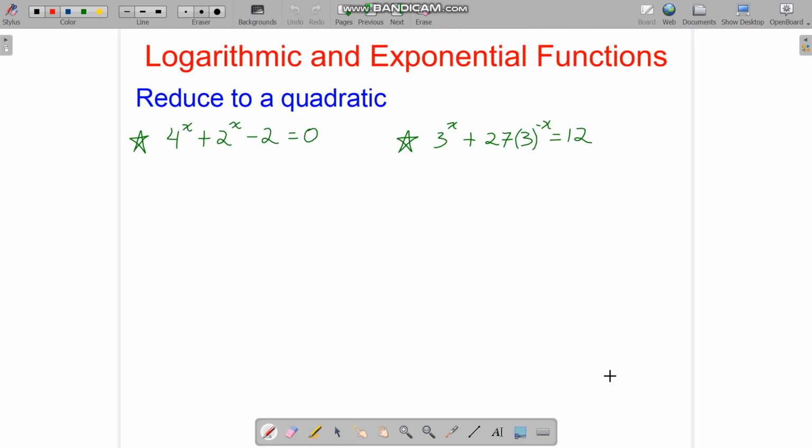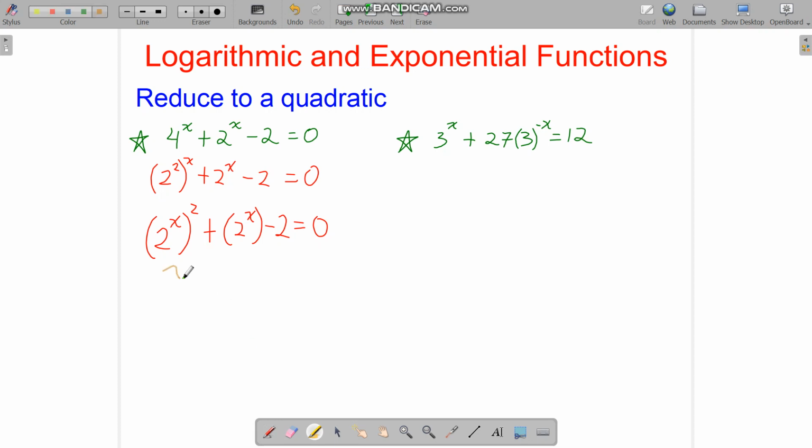And now we have 4, which is actually 2 to the power of 2, again to the power of x. Yeah, you still have the rest of the equation. And when we have a power to a power, we can multiply, which is equal to 2 to the power of 2x, and that's also equal to 2 to the power of x, again to the power of 2, same thing. So this means we have a quadratic in terms of 2 to the power of x, and this is the same as x squared.